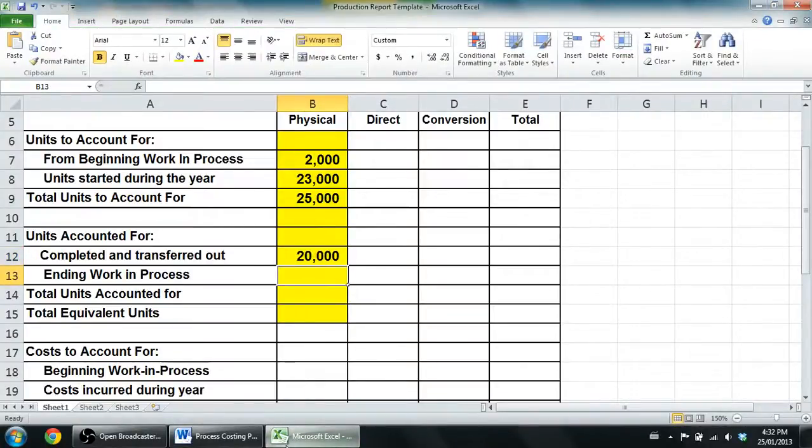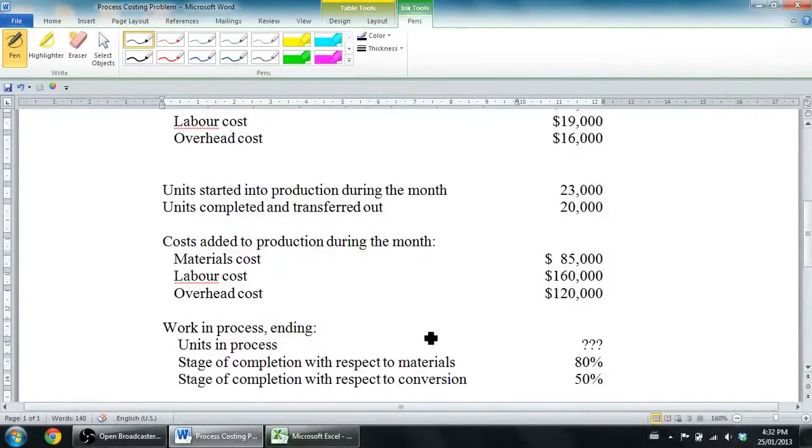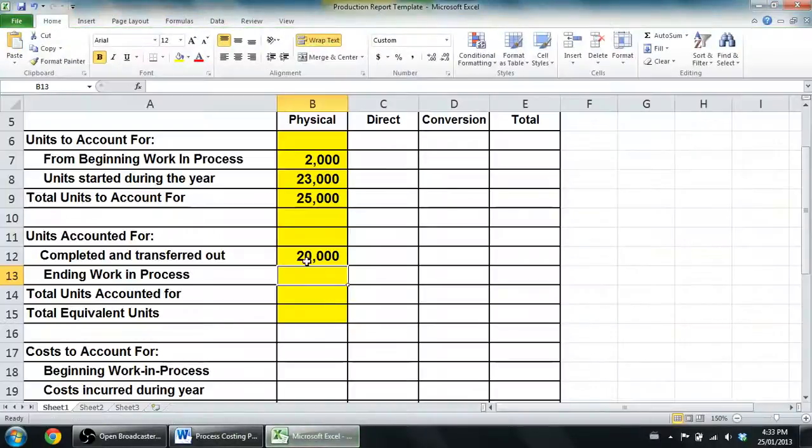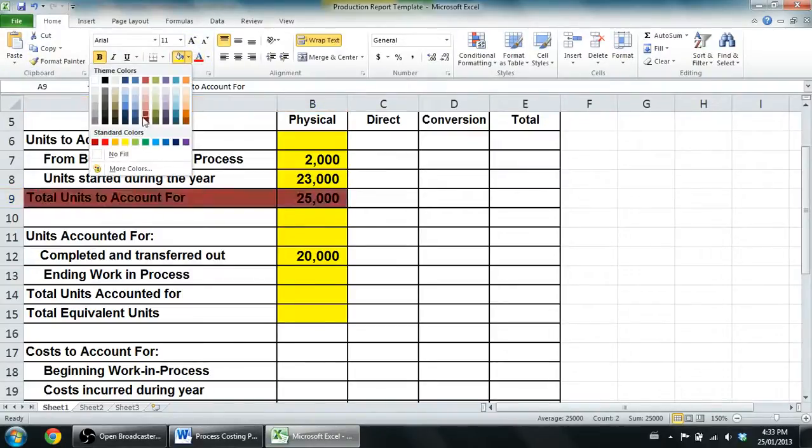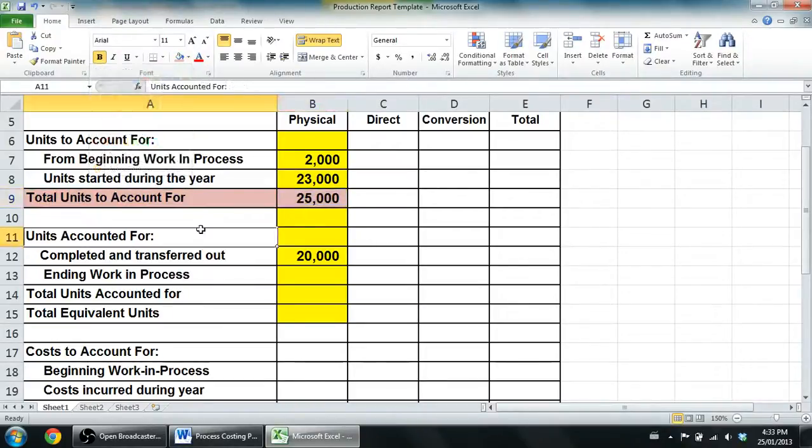Ending WIP. Now I go down and I see work in process ending. Units in process. Question mark. What do I do with that? Well, the answer is actually up here. I have units to account for from beginning WIP, 2 plus 23, I got 25. And you can see the line there. Let me highlight this one pink or something. Different color. Sure. There we go. Pink.